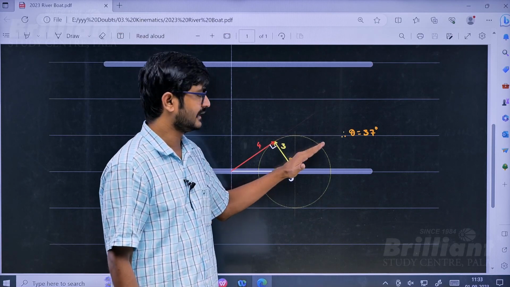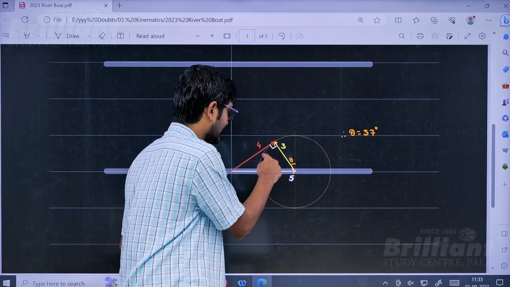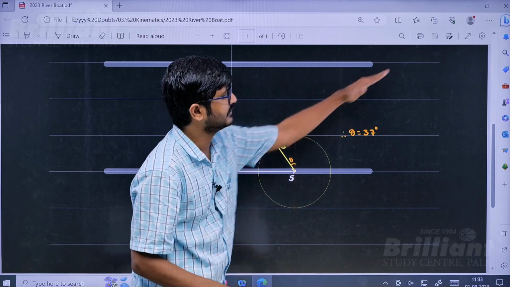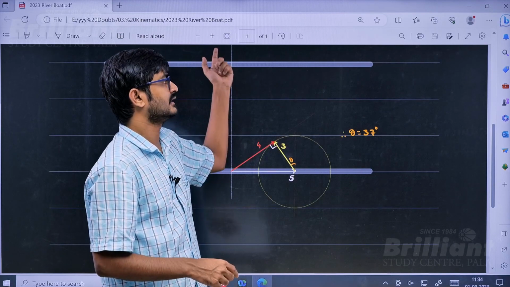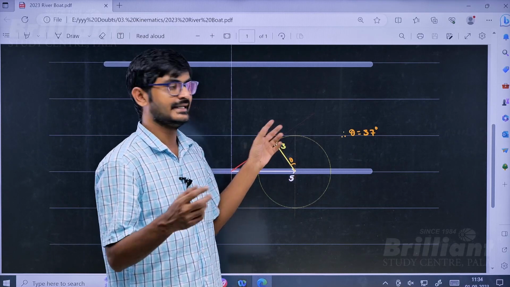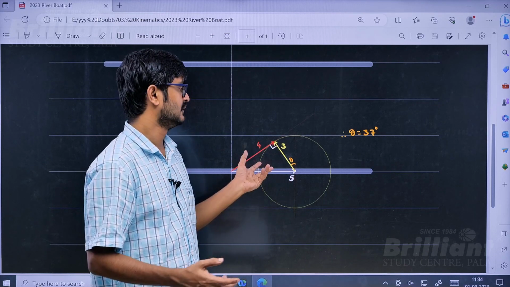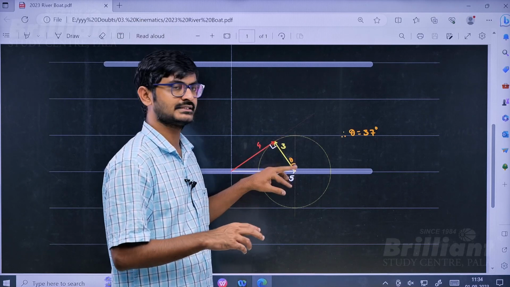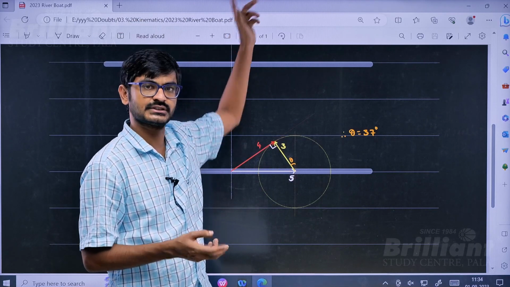If he tries at any other angle, even if he tries at this angle or at this angle, his drift is going to be even more. So, no matter whether it is that case or this case, he has to swim at the same angle. So, if you don't know how to do this, what you do is just interchange the velocities and make it like the previous question and get the answer.